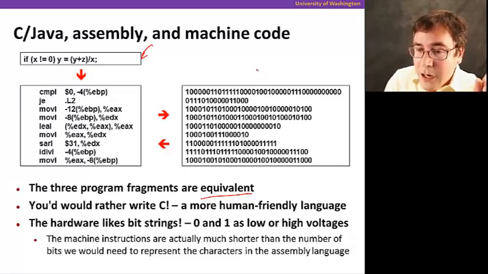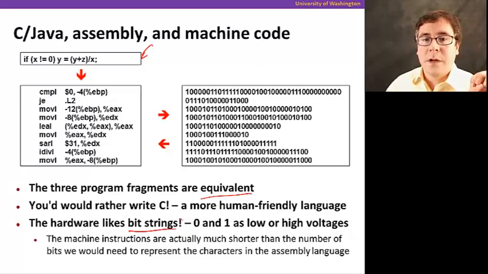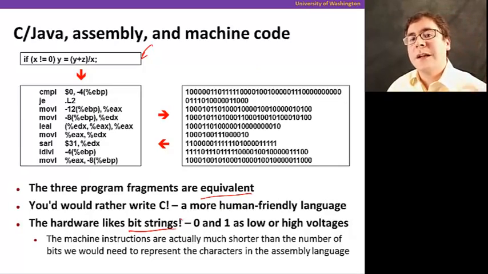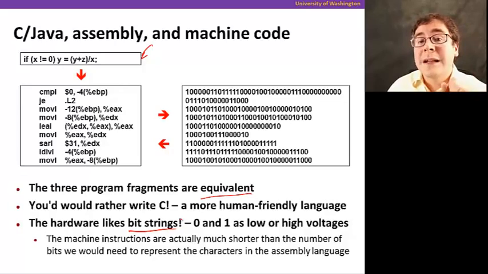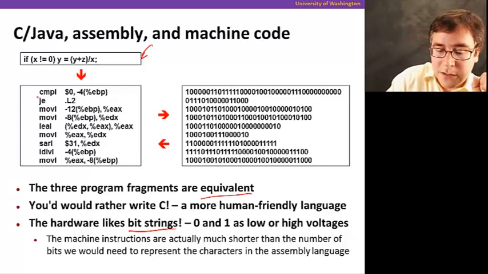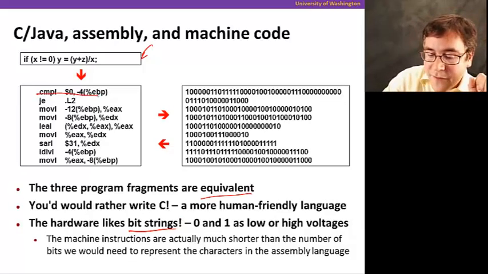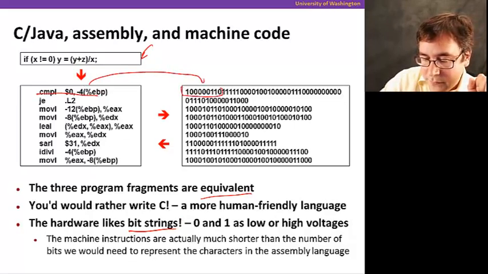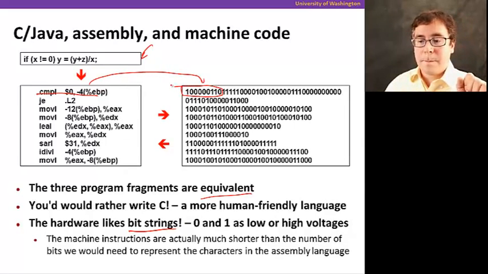But as I said before, the hardware likes bit strings. So zeros and ones. So a digital computer likes zeros and ones because it's very easy to represent with electronic circuits, because zero is a low voltage and one can be represented as a high voltage. Okay? And the machine instruction is actually much shorter than the number of bits we would need to represent the characters in the assembly language. It's a much more dense encoding of the assembly instructions that we see here. Okay, but there's a very direct correspondence between these simple assembly instructions and some of the bits in machine code.